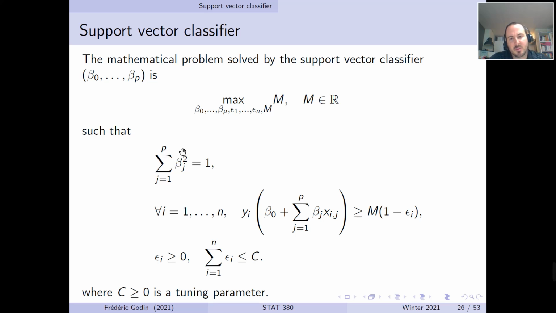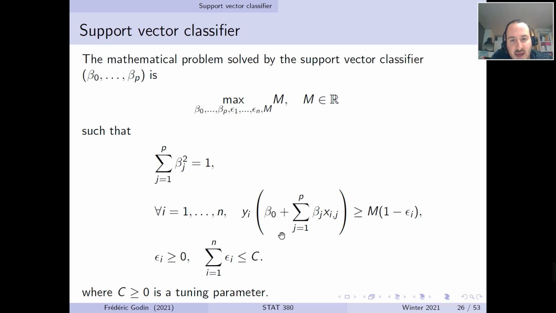And moreover, this will allow us to interpret this quantity here as a distance between the hyperplane and the predictors of observation i. So we want to have that the norm of the vector beta, excluding beta 0, is 1. We want to have this. So here this looks pretty much like what we had before with a slight modification.